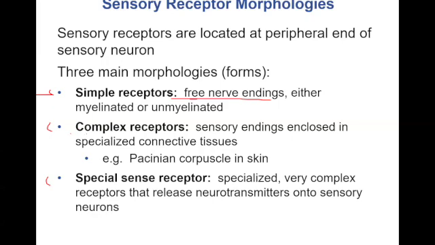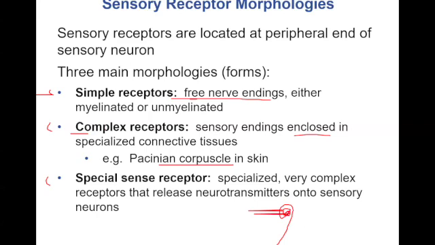What's another type of receptor? Well, we have complex receptors. What's different about these complex receptors? They're a little different from the simple ones in that the nerve endings are not just out there freely. They're actually enclosed or encased in a specialized connective tissue. Do you remember when we were talking about the skin and there was this type of neuron that looked like this, and then it twisted into this weird twisty thing? That was the Pacinian corpuscle. That would be an example of a complex receptor.